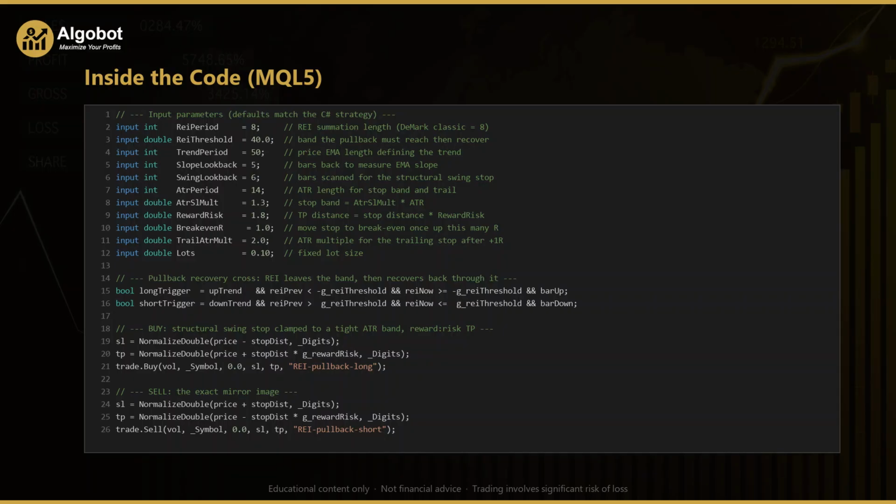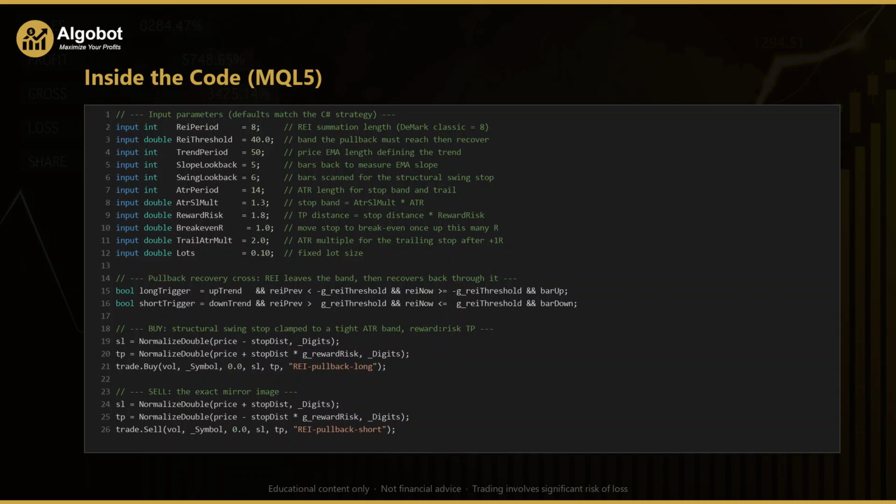Let's read through the actual MetaTrader code on screen. At the top, we have the input parameters, which are the dials you can adjust. You can see the range expansion index period defaulting to 8, the range expansion threshold at 40, the trend period at 50 for the EMA, and the slope look back at 5.